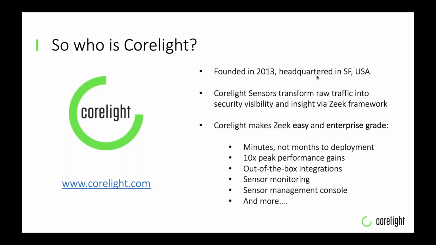So it's minutes and not months to deployment, and you're going to get 10 times the peak performance gains over trying to do an open source deployment. There are a lot of out-of-box integrations where we run Kafka underneath the engine. We use Kafka to send to different things like Elastic or to Splunk directly or via syslog or TCP JSON streaming. And then we also provide things that open source Bro does not have out of the box, which is performance monitoring. That means you can see everything that's going on in the sensor, understanding if you're getting packet drops, understanding the log rates that are being generated, so that way you know what's going on. And we also provide a sensor management console.